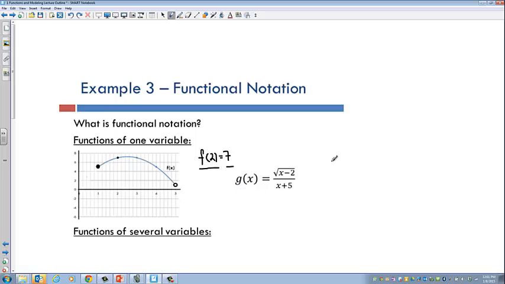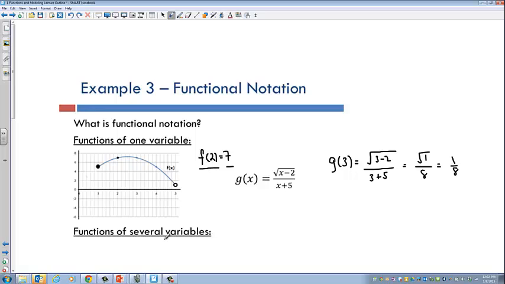We can do this with a formula too. Let's do g of, let's say, 3. On the left, this is functional notation. So g, when you plug in 3, what do you get? And on the right, you do the math stuff. So 3 minus 2, you take the square root of that, divided by 3 plus 5. Wherever you see an x, you put a 3. This is going to be equal to the square root of 1 divided by 8, which is just 1/8. So you have input, which is 3, output, which is 1/8. That's functional notation when you have a function of one variable.